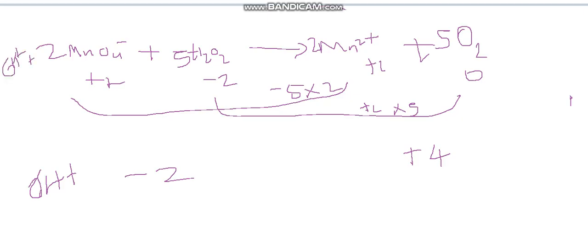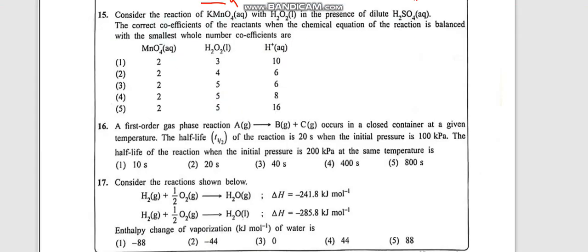Then we can see oxygen has to be balanced. This side 2 4s are 8, 5 2s are 10, 18 oxygens are there. This side we have only 10 oxygen. Therefore I am putting another 8 water molecules. You can see hydrogen is also automatically balanced. Yes, 16, 16. So acid is 6, MnO4 minus is 2, H2O2 is 5. 2, 5, 6, answer is number 3. If you know balancing, this is actually a very easy question.